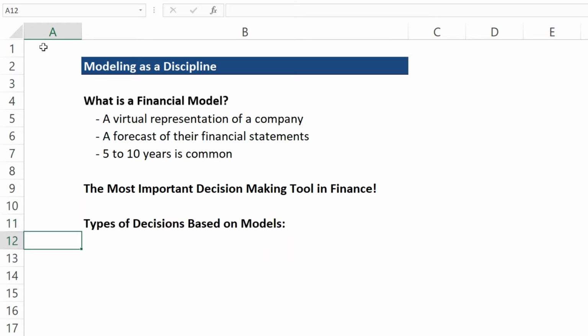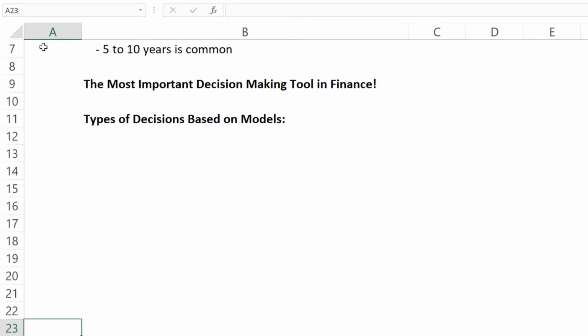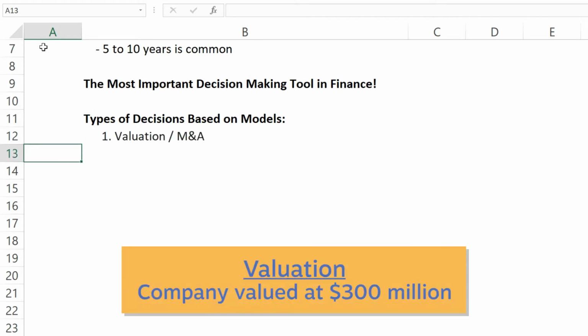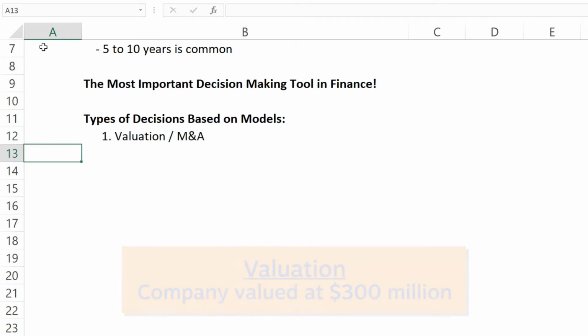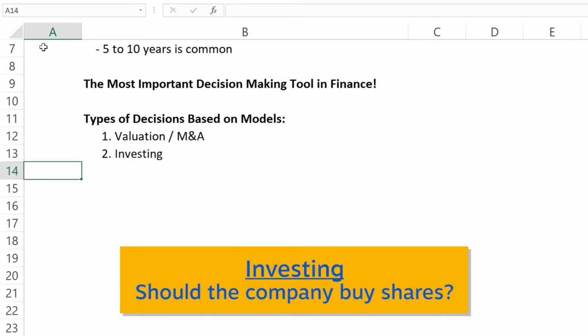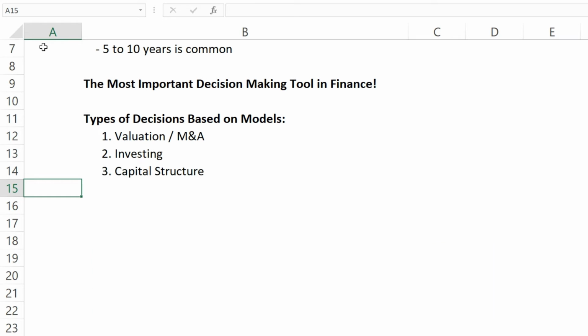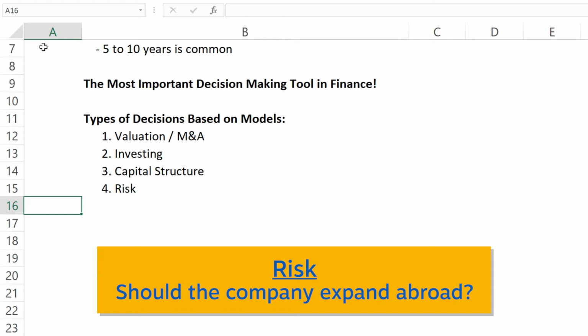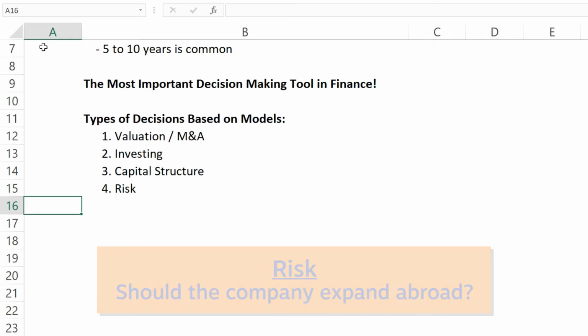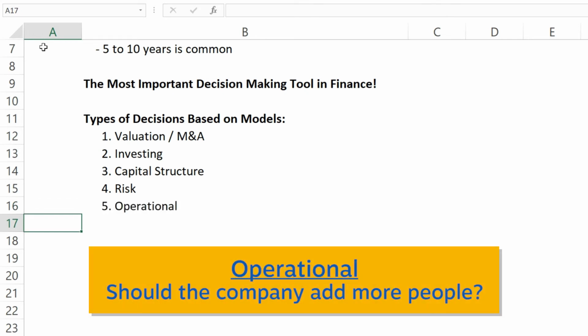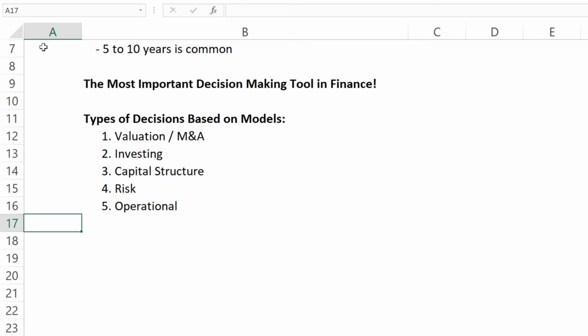So what types of decisions are people making based on their financial models? All sorts. People are making decisions about valuation and mergers and acquisitions. People are making decisions about investing in companies. They're making decisions about capital structure. Can a company support additional debt? We're making decisions on risk and trying to understand volatility using our models. And we're making all sorts of operational decisions. Companies use their models for planning, for their operational decisions around headcount and all sorts of other operational items.